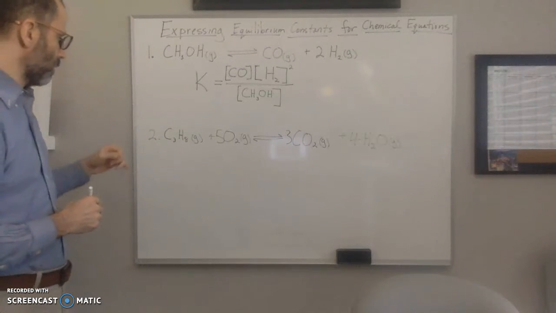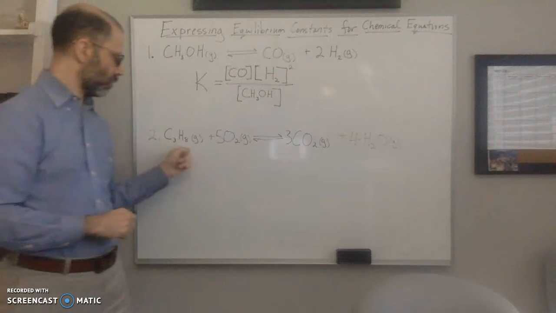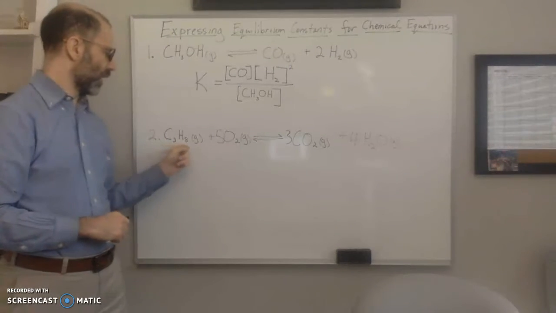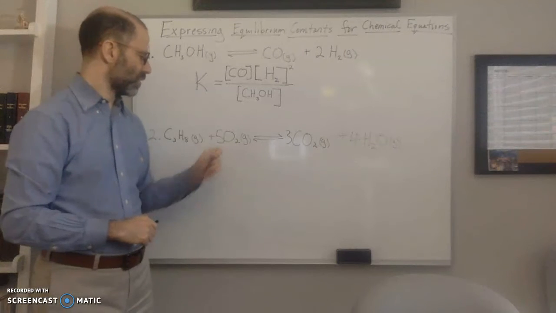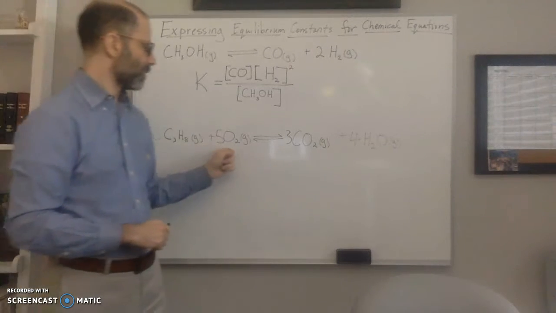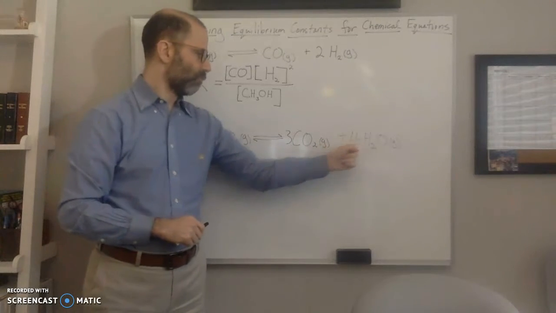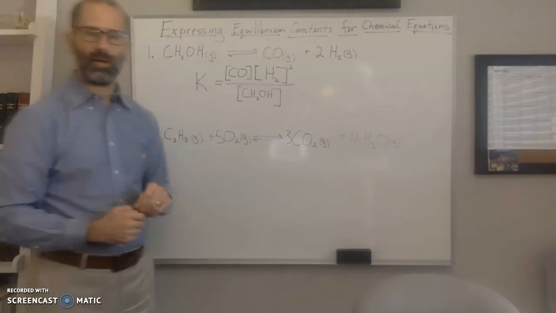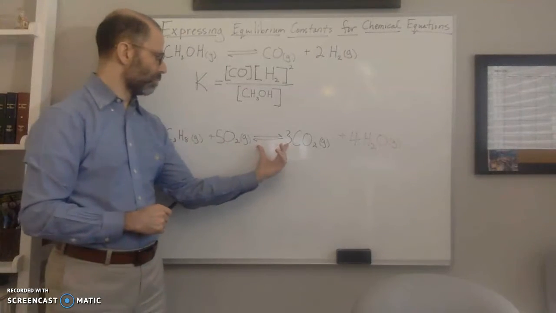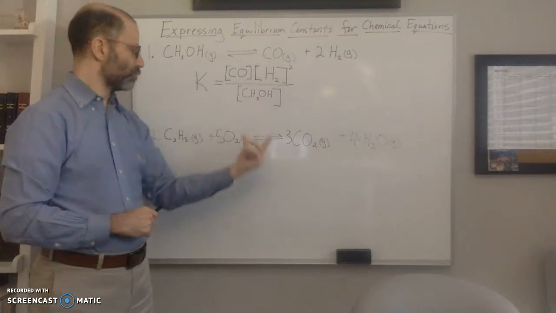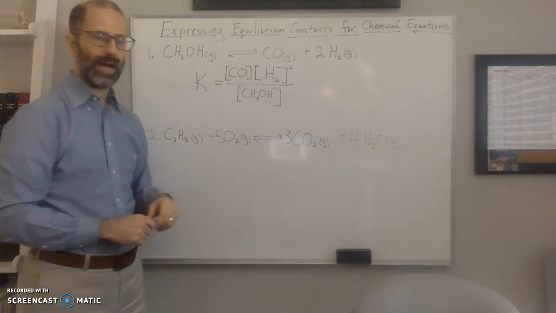Okay, so what about number 2? Here we have the combustion of propane. So we got C3H8 gas reacting with oxygen gas, 5 moles of oxygen gas or 5 molecules of oxygen gas, and that's going to give us 3 molecules of carbon dioxide and 4 molecules of water or water vapor. Okay, and this is an equilibrium process, so remember the double arrows mean that you have a reverse and forward reaction. These are reversible reactions.